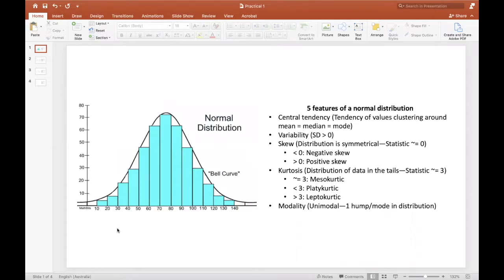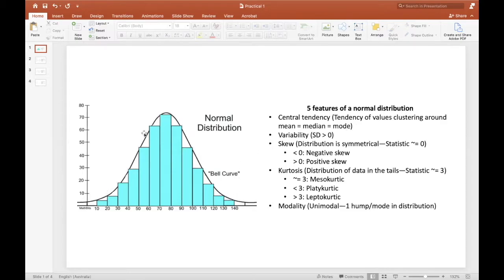Okay, so remember a frequency distribution is essentially a bar graph where each bar represents the number of participants or the number of individuals in each value. And if a data set is normally distributed, it will have all 5 features of a normal distribution. So the first one we've talked about a little bit already, and that's central tendency. Central tendency just means that in our data set, there's a tendency of values to cluster around our mean, median, and mode. And this is what's considered a bell curve.